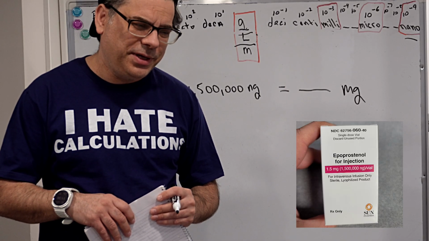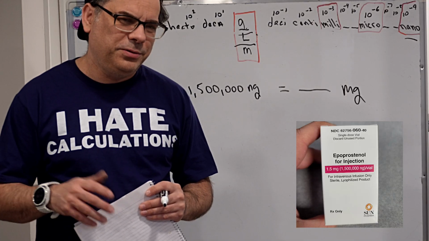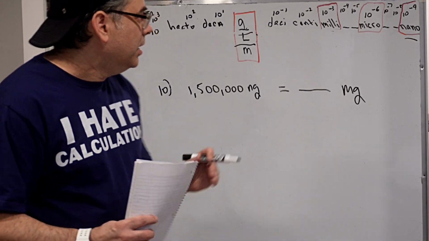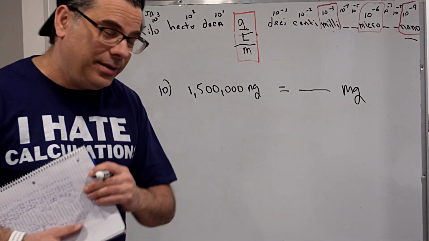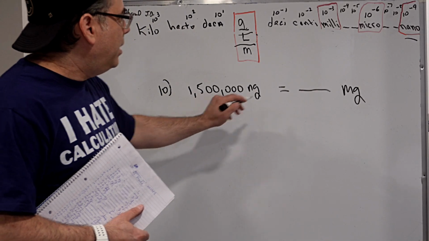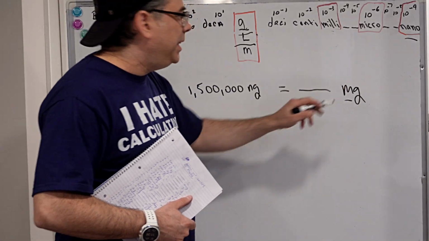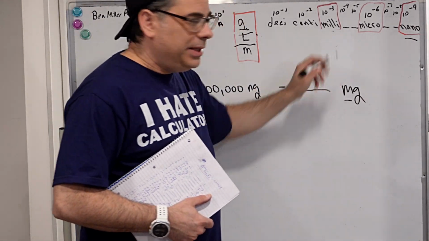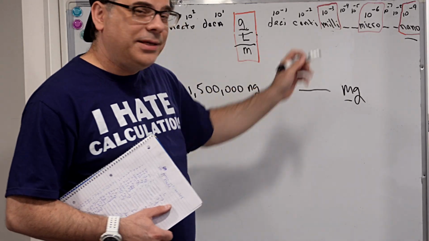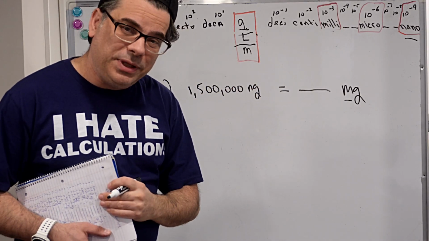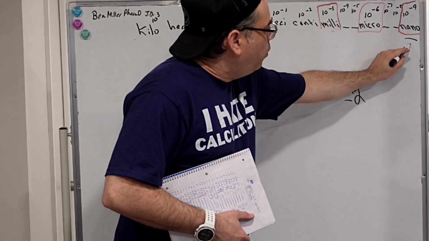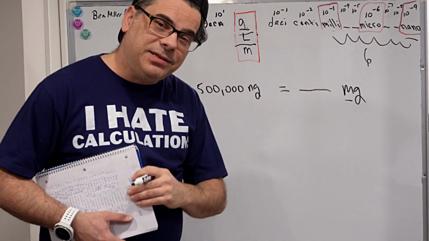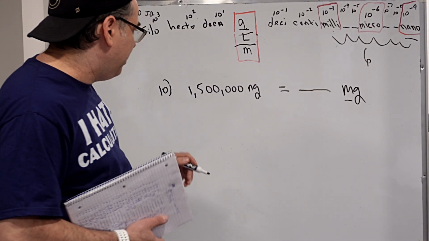I'm not sure if they're going to test you on this if you're doing basic calculations, but if you're doing more advanced calculations, you may have to know this. Nanogram is 10 to the 9, and milligram, milli, is 10 to the negative 3. So from nano to milli, you have to move it 6 places to the left. Look, 1, 2, 3, 4, 5, 6 to the left to go from nanogram to milligram.